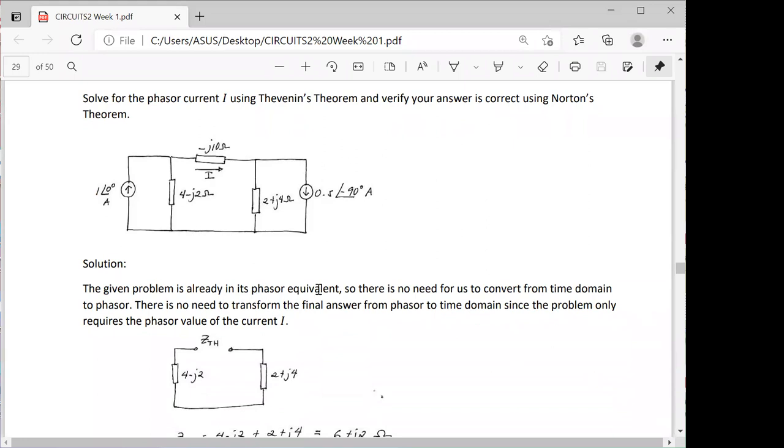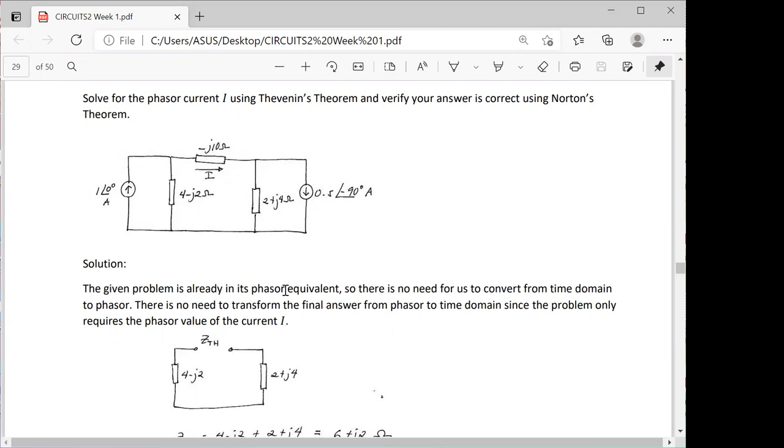Okay, so there is a given situation here, sabi nga, the given problem is already in its phasor equivalent. As you can see in our given circuit here, they are already in phasor equivalent, just like your impedance here, say 4 minus j2 ohms. And at the same time, these two independent current sources are already in their phasor form. So hindi na natin kailangan i-convert yung time domain to phasor equivalent since they are already in its phasor equivalent. Okay.